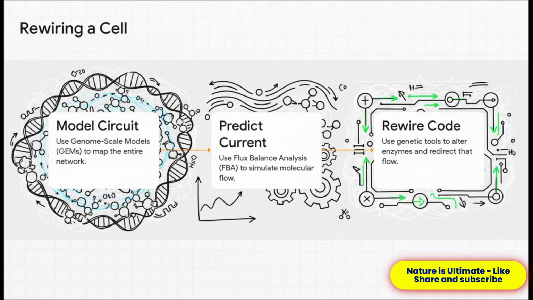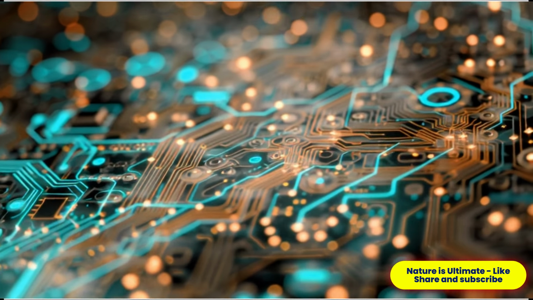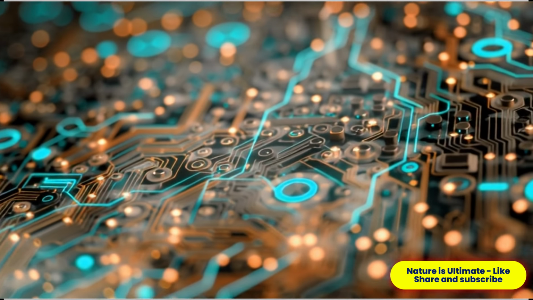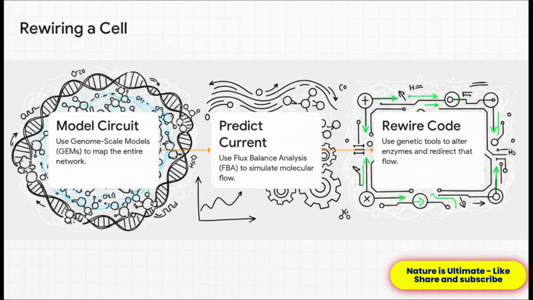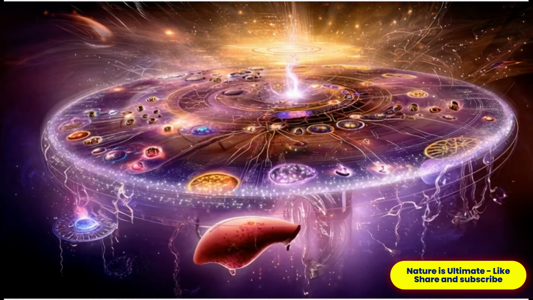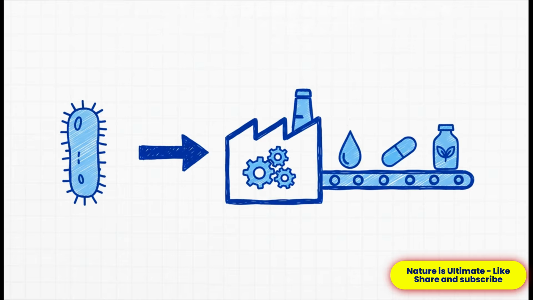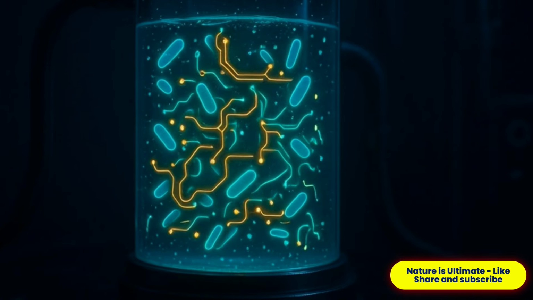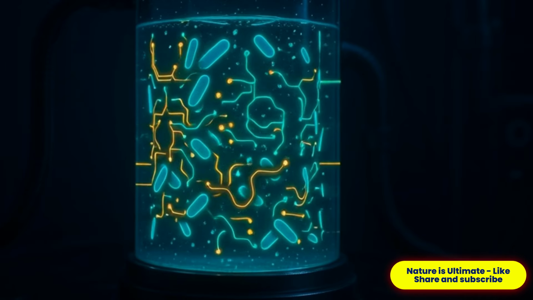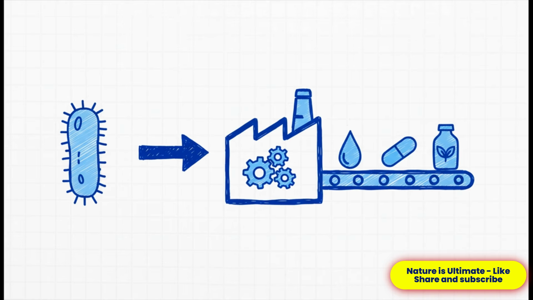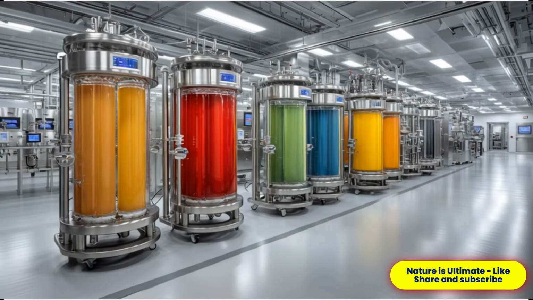Step 2, you predict the current. They run powerful simulations to see exactly how the molecules are going to flow through that map. And then, step 3, the amazing part, you rewire the code. They use genetic tools to physically go in and change the enzymes, those logic gates, to redirect the flow of molecules wherever they want them to go. And the results of this are incredible. By hacking these cellular motherboards, scientists are reprogramming simple microbes like bacteria and yeast. They can basically tell them, hey, stop what you're doing and instead become a tiny biological factory. And these factories can pump out things we really need, like biofuels, life-saving medicines, and even sustainable bioplastics.